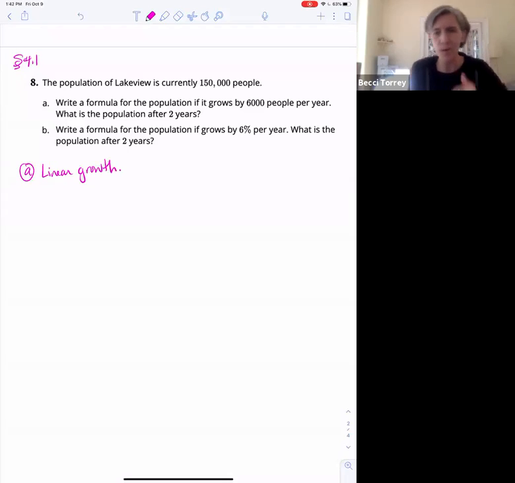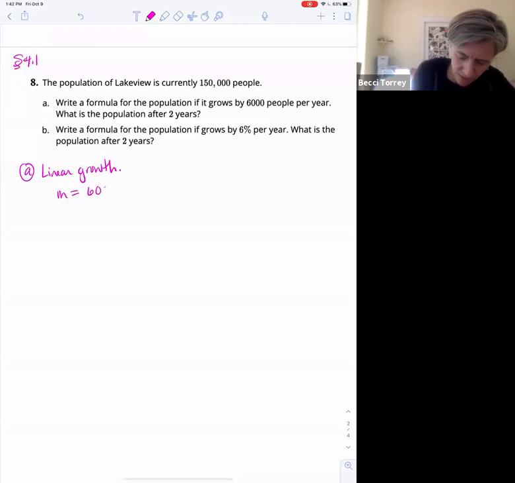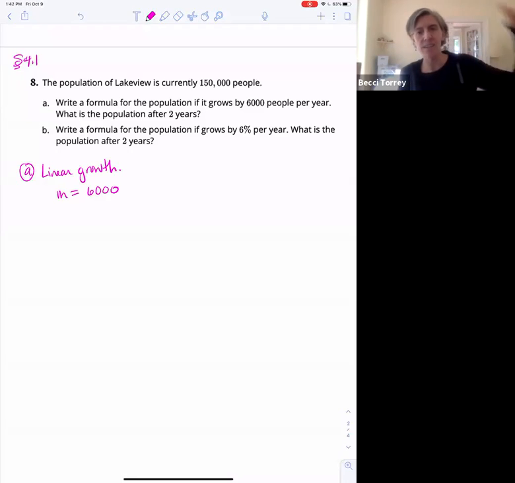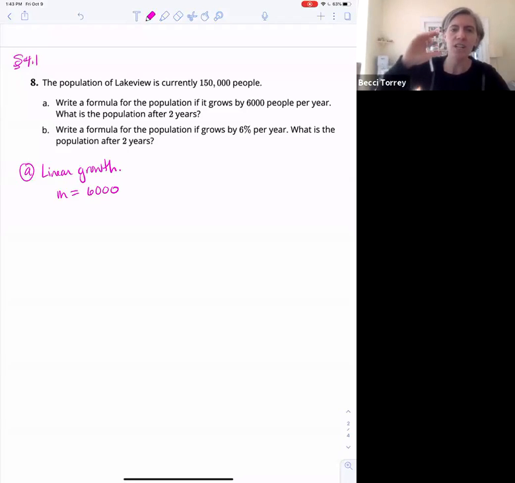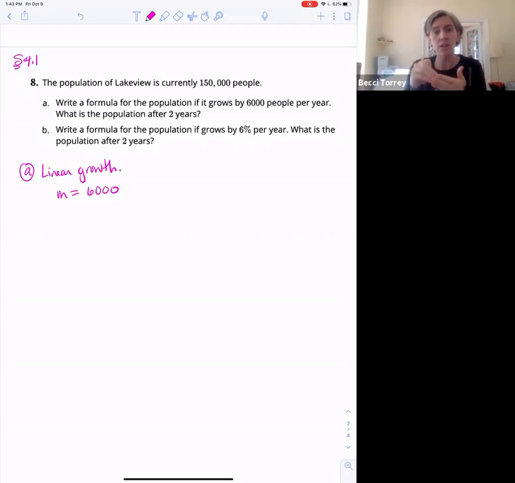And so this is like our y equals mx plus b kind of format. And so our slope here is 6,000. It increases by exactly 6,000 people every single year. In practice, it wouldn't be exactly 6,000, but maybe it's approximately 6,000 people per year, but it's steady around that. The rate of change every single year is the same. And so they want us to know currently 150,000 people. So we can use that as our starting point, our starting time when time equals 0 of our population.